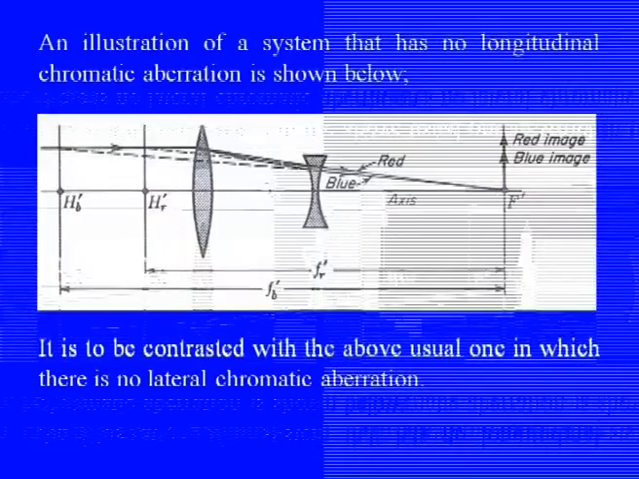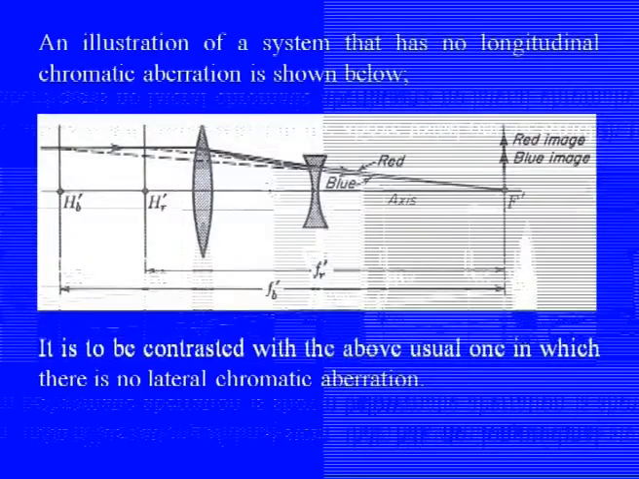An illustration of a system that has no longitudinal chromatic aberration is shown here. It is a combination of a convex lens and a concave lens. You have got the red and blue images at the same position. Remember here, the focal lengths are not the same, because the principal points are not at the same point for blue and red. So, here the images are formed at the same point, but they are of different size.